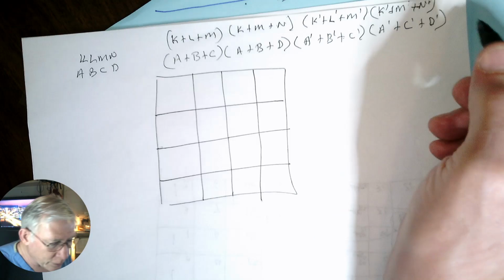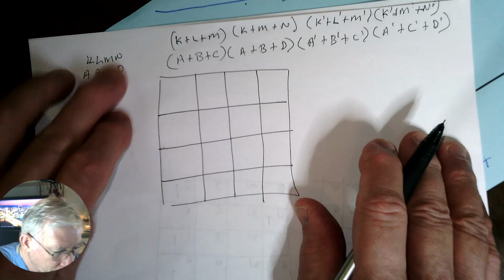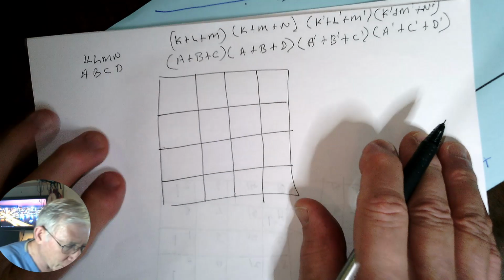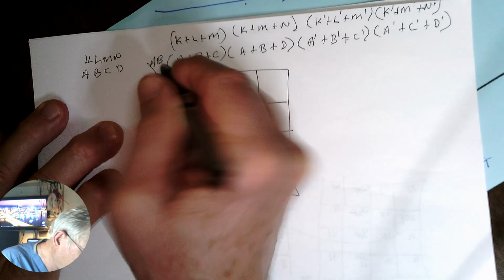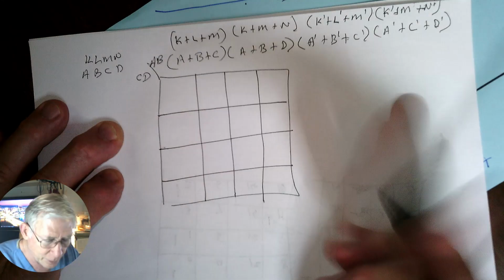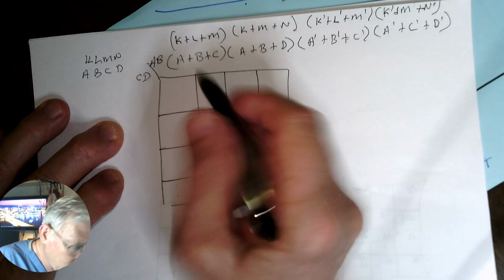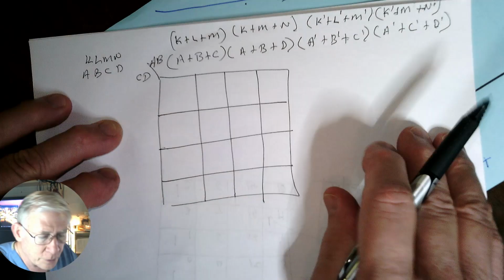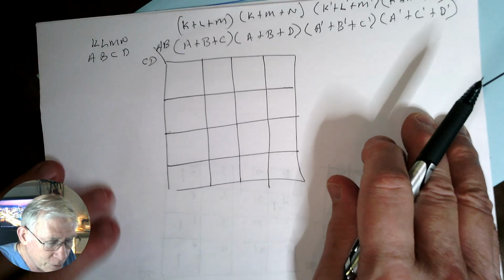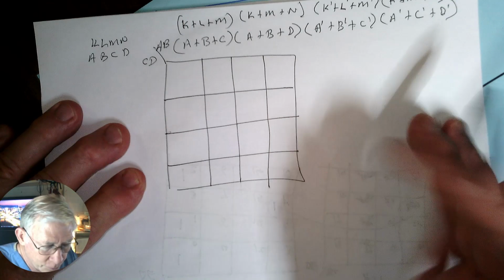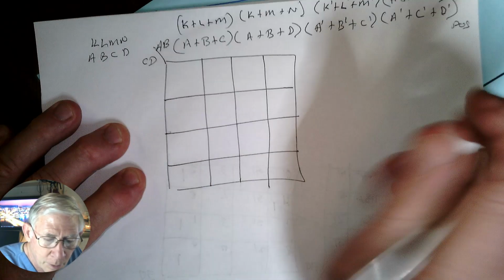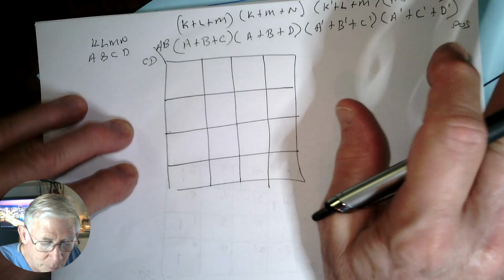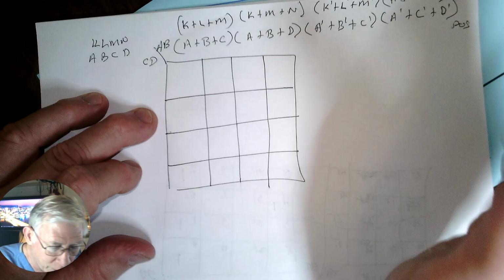All I did was let K, L, M, and N be A, B, C, D, because I really like to use A, B, C, D. I make fewer mistakes that way, and I can switch it back. Now I want to make this go to POS. The way I do this is very simple. I plot every one of these terms, and then I just flip them. Because it's POS form, I'm going to invert them and plot them as though they were ones, but I'm going to write zeros instead because that's what they actually are.